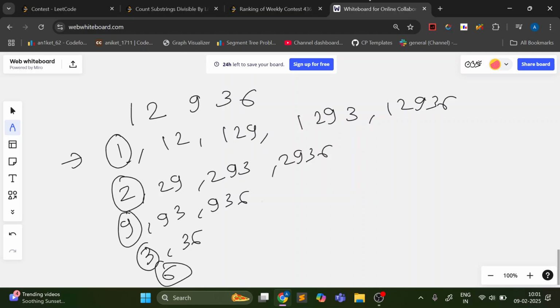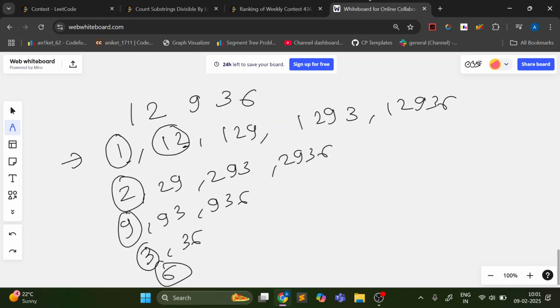So all the substrings of length 1 will always count to my answer. Now 112 is divisible by 2, 129 is divisible by 3 because 9 plus 2 plus 1 is 12. 12 is divisible by 3. Divisibility test of 3, so it is divisible by 3.